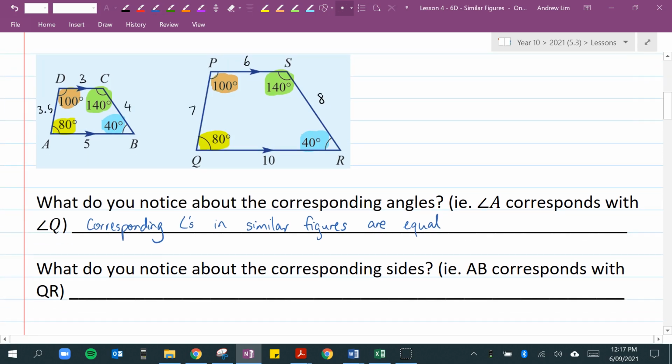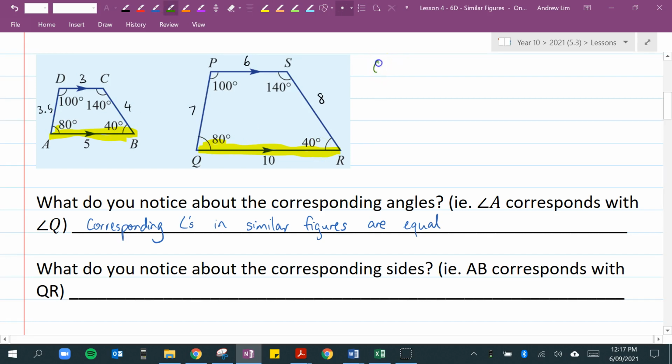But what about corresponding sides? What do you notice about the corresponding sides? We know that they are different in size, both shapes, even though they are similar, they are the same shape, they're just different in size. For example, let me just get rid of these angles. We know that AB corresponds with QR because AB is from 80 to 40, QR is from 80 to 40. So what do we notice about these sides?